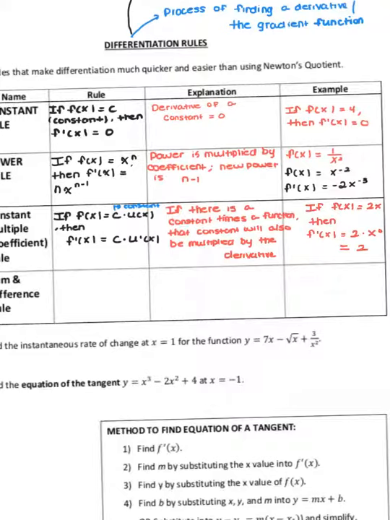Questions? Basically, derivatives go down a power. Right, so you got x to the first, that'll go to 0. X to the second, that'll go to x to the first. X to the third, that'll go to x to the second, because the power rule says n minus 1 with that power.